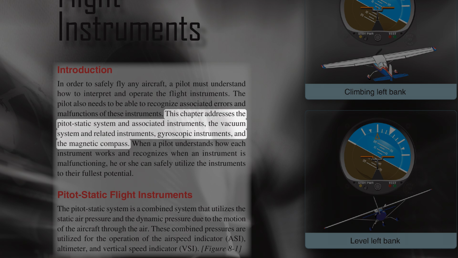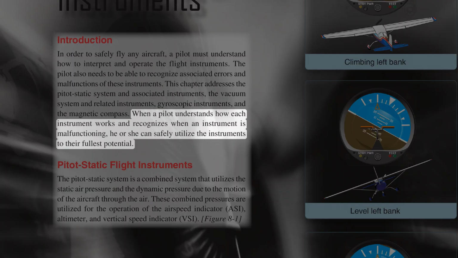This chapter addresses the pitot-static system and associated instruments, the vacuum system and related instruments, gyroscopic instruments, and the magnetic compass. When a pilot understands how each instrument works and recognizes when an instrument is malfunctioning, he or she can safely utilize the instruments to their fullest potential.